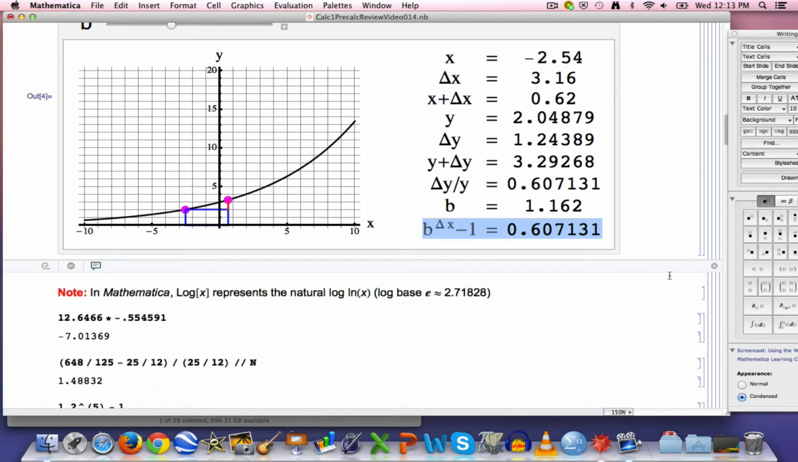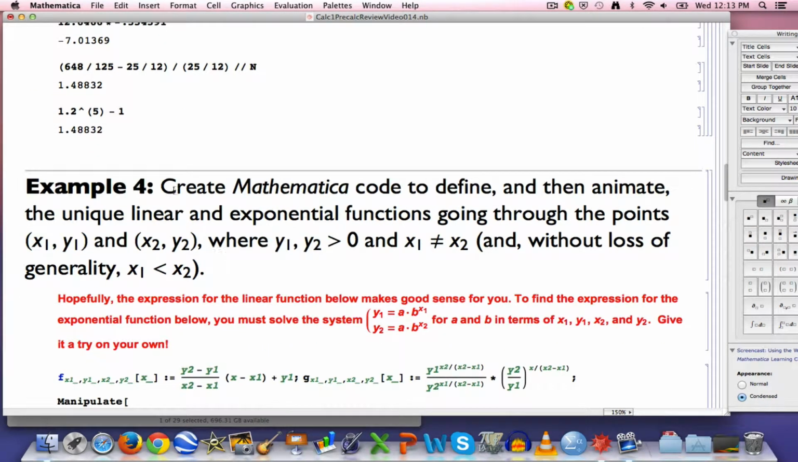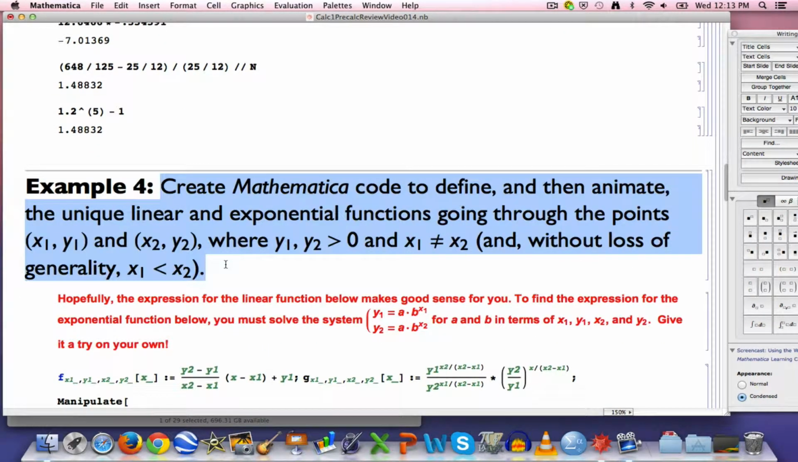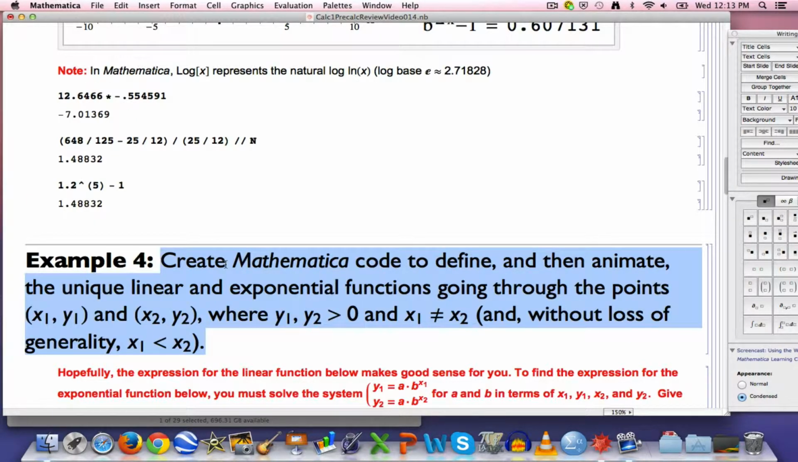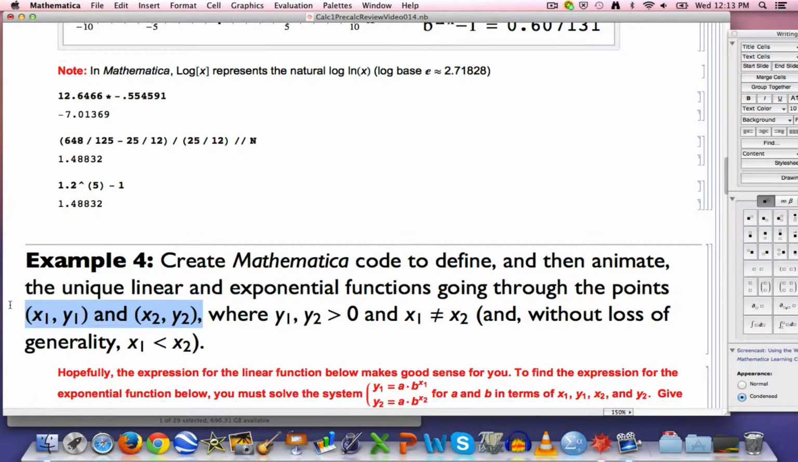All right, next task here is to look at this example, a new example I've just made. Might be the only video where we look at it. Maybe I'll show it in another video. I want to create Mathematica code to define and then animate the unique linear and exponential functions going through two arbitrary data points, x1, y1 and x2, y2, where the y's are positive and the x's are not equal. And without loss of generality, we may assume x1 is less than x2.